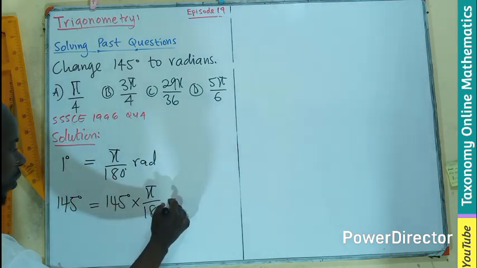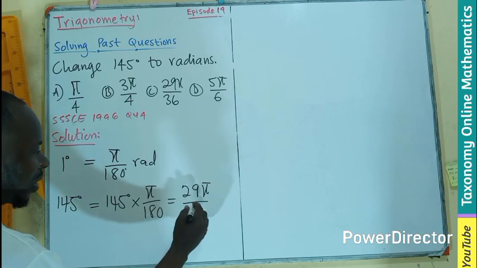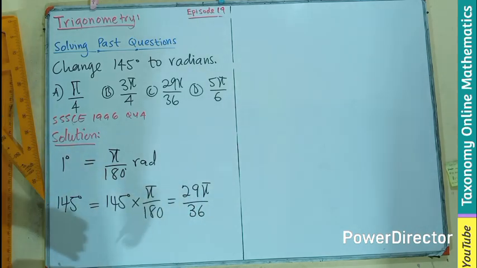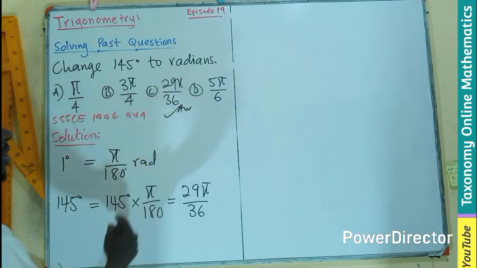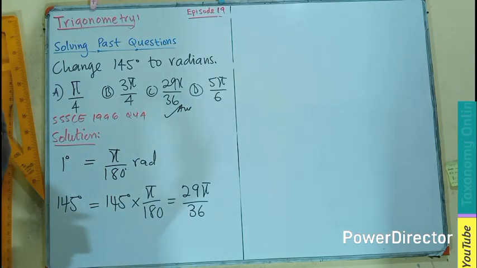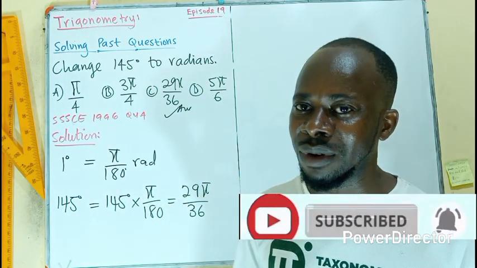So this will give you 29 pi divided by 36. And looking at that, this answer becomes the correct one. C becomes the correct answer. So I'm sure if you watch the episodes, this will be just a 4 seconds calculation for you.